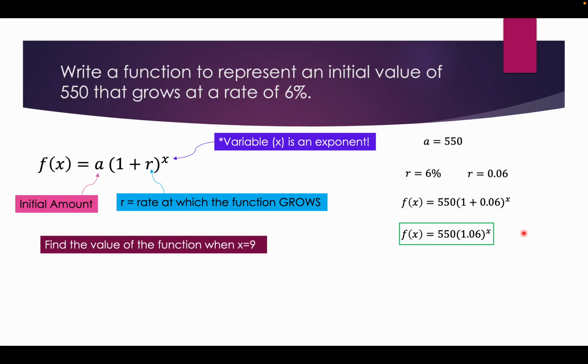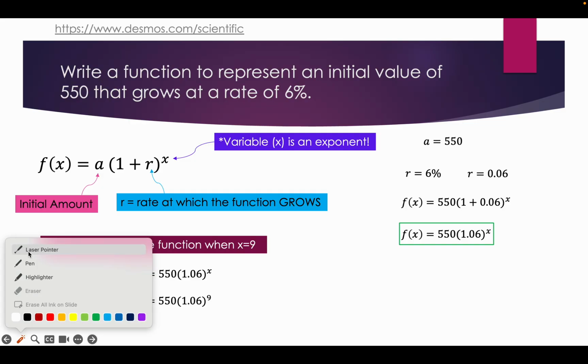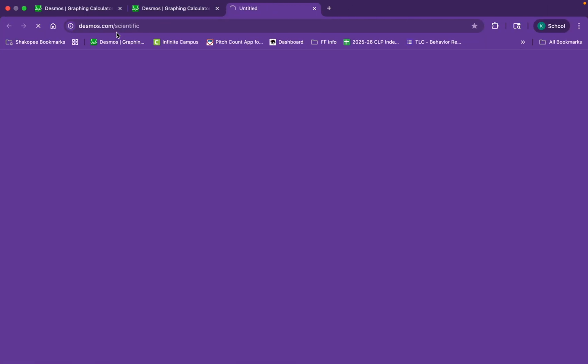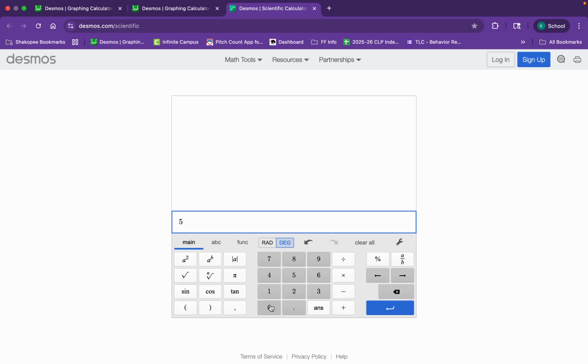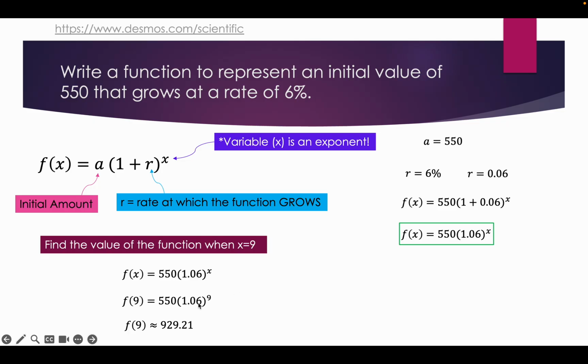Find the value of the function when x equals 9. Well, we use this function. We just need to plug in a 9 for x, and we can bring that to our calculator. We type in 550, parentheses, 1.06. And if you're wondering how to raise it to that power, use the a to the b function. That's where we can get our 9. So 929.21. It's about 929.21. When you see these little squiggly marks, that just means it's about, and we're rounding.